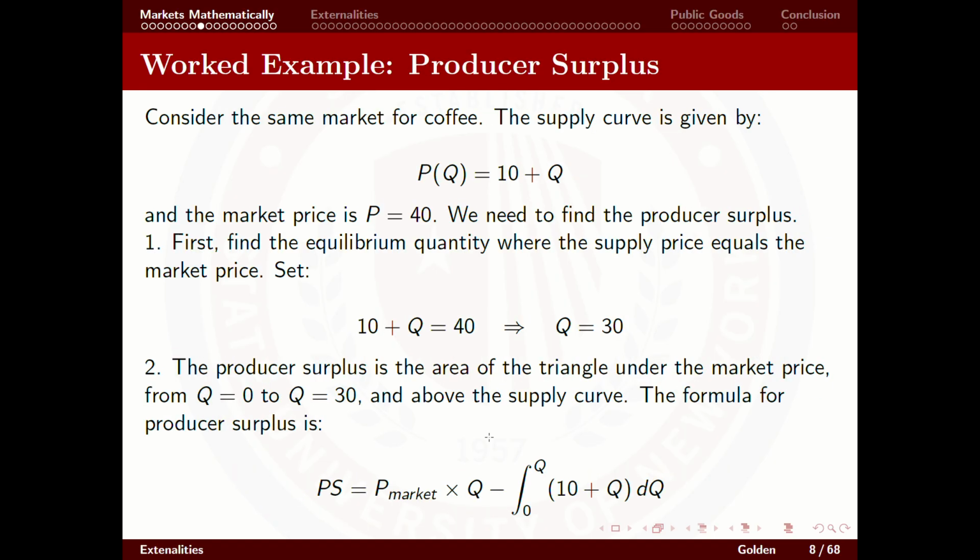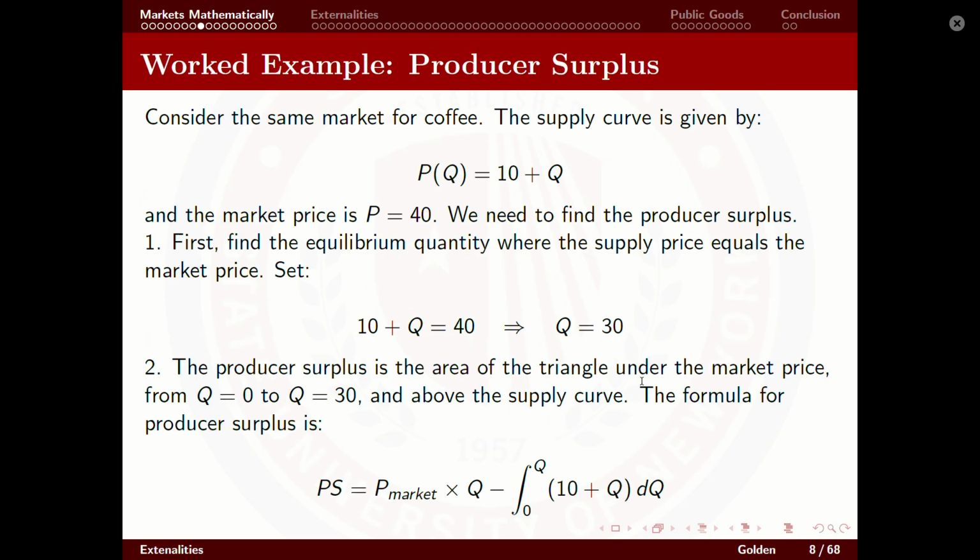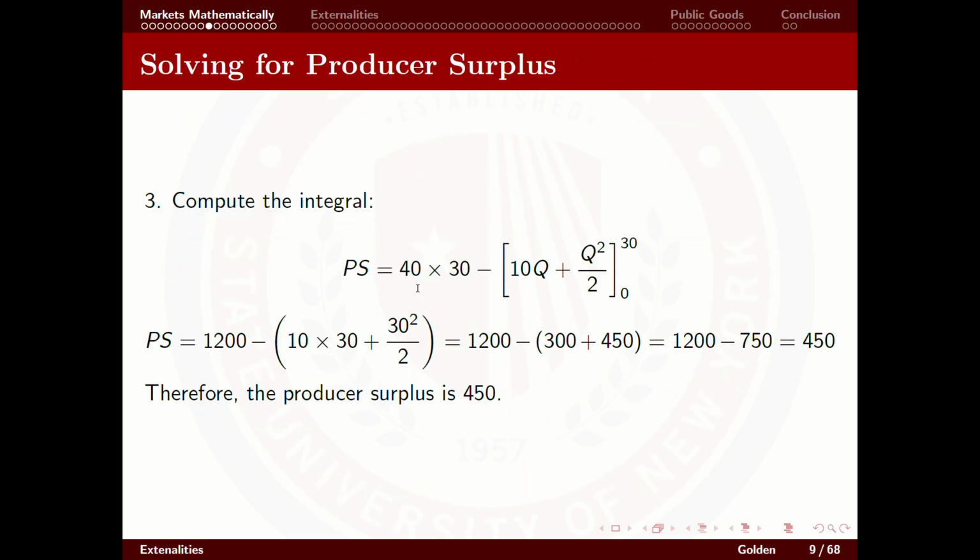Now, same thing with producer surplus. We have a market price of 40. We solve for quantity. Quantity equals 30. The producer surplus is the area under the triangle because it's a linear supply curve. The form of producer surplus, once again, you have this integral, but you can just solve as a triangle. We're going to compute the integral today, though.